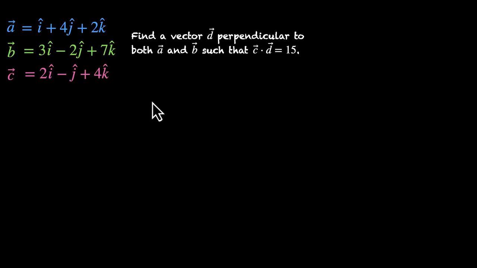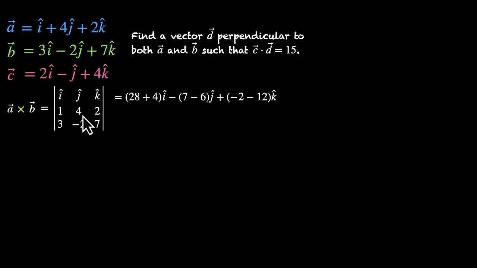Okay, let's break this down. We want to find a vector d which is perpendicular to both a and b. So the first thing that we have to do is take the cross product of a and b. So let's do that. a cross b is equal to the determinant of i, j, k, components of a and components of b. This is equal to i, j, k, 1, 4, 2, 3, minus 2, 7. So let's expand this. We have i times 28 plus 4, minus j times 7 minus 6, plus k times minus 2 minus 12. So this becomes 32i minus j minus 14k.